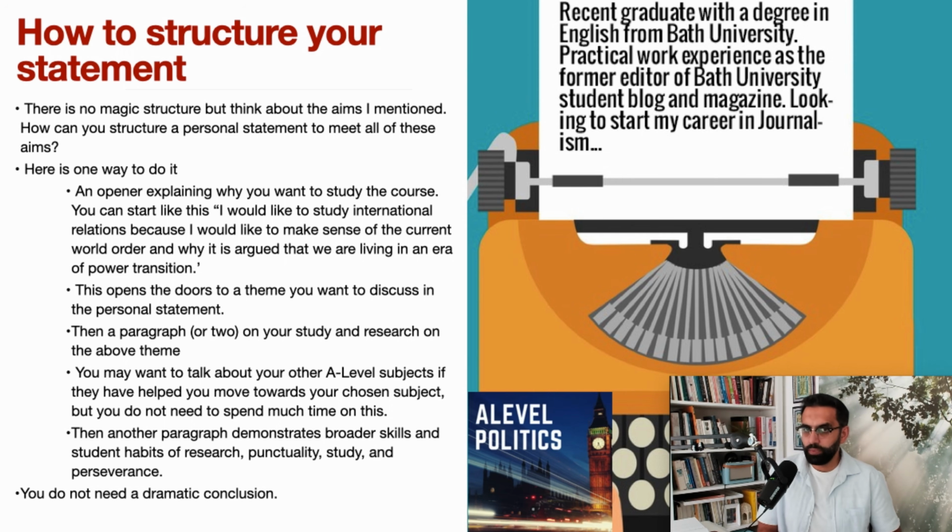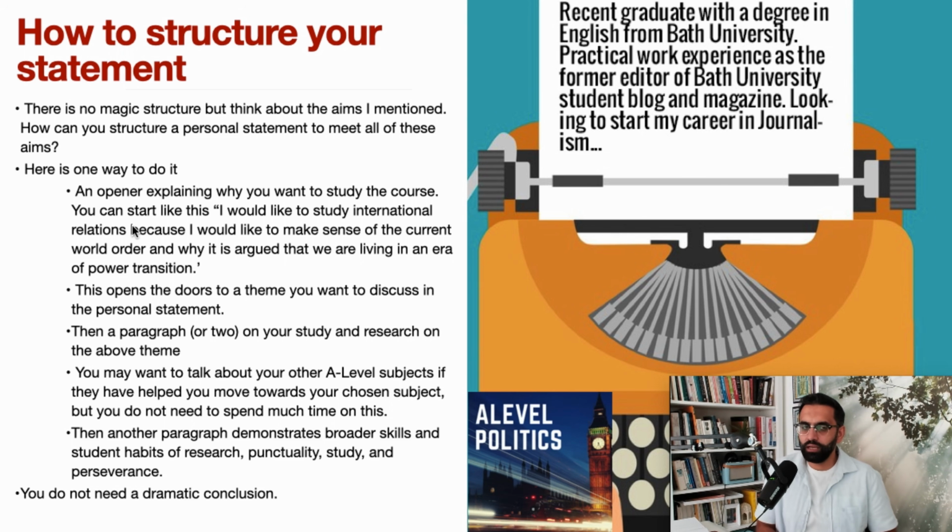So let's talk a little bit about structure. And I know that lots of teachers would say, and universities will say, structure doesn't matter. So I'm not going to over-egg this and say that you have to write a personal statement exactly how I've laid this out. So there's no magic structure. But I feel that you can probably put a personal statement together like this.